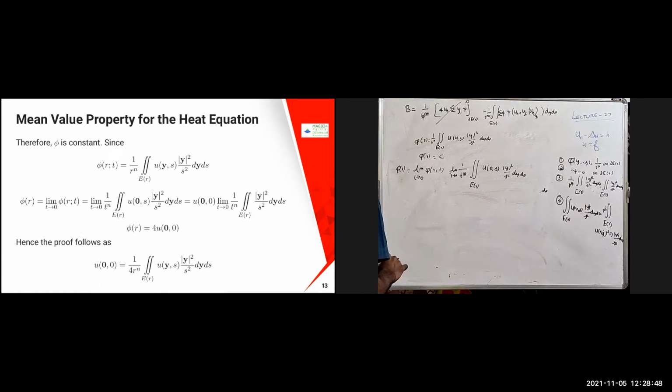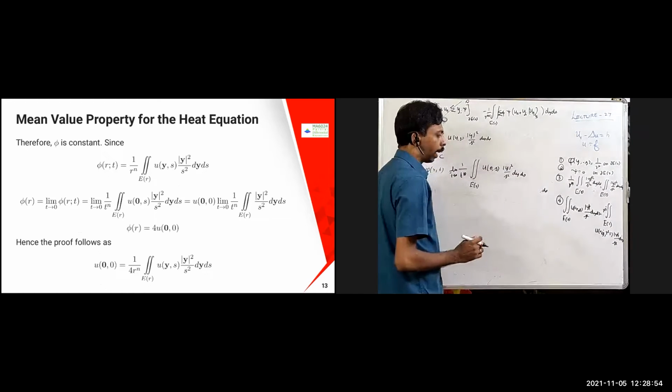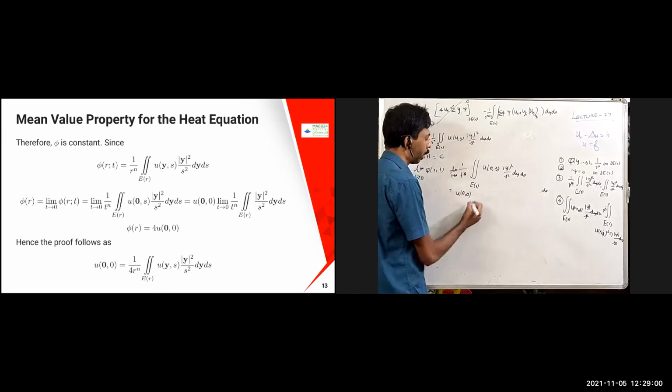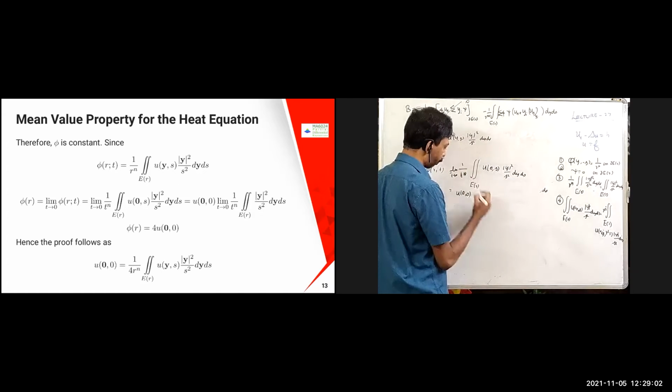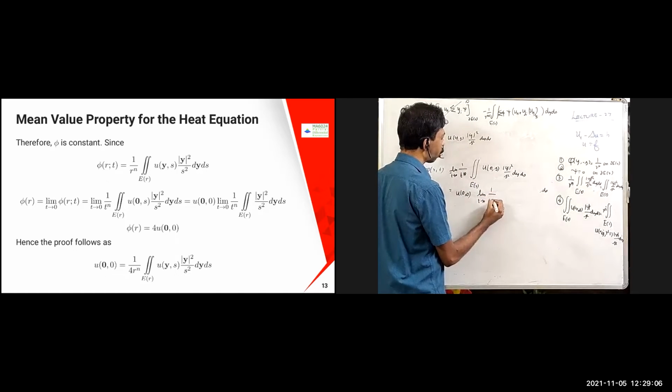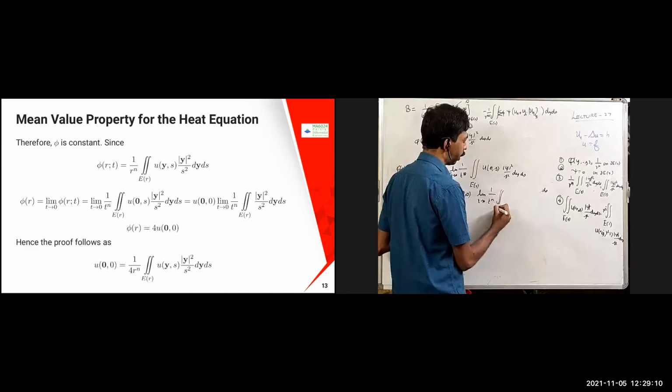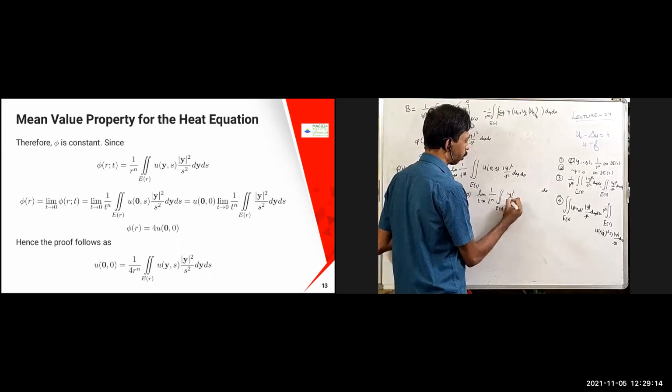Okay, in particular this one also, because it is going to be constant everywhere. So therefore I can take in particular this one. The s also I can take it as 0. So in that case it is going to become like u of 0 comma 0. Okay, again limit t tends to 0. So these are all true because our pi is constant. That's the reason I'm just going to take it. So integral e of r, this is going to become like mod y square by s square dy ds.